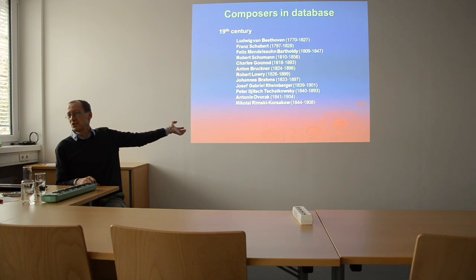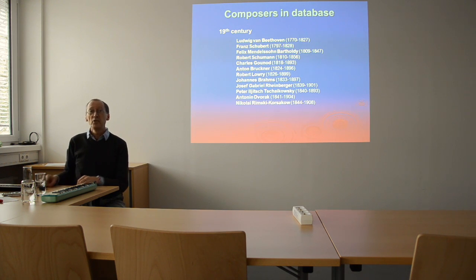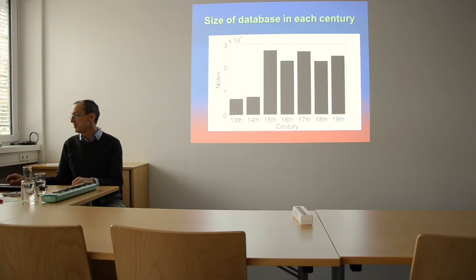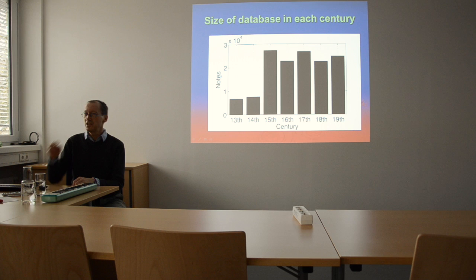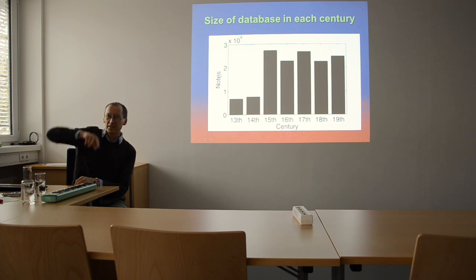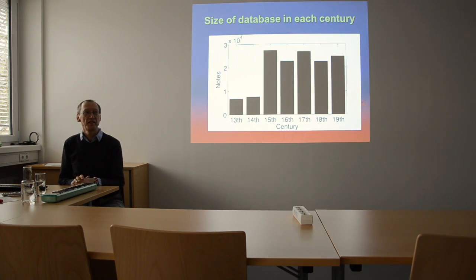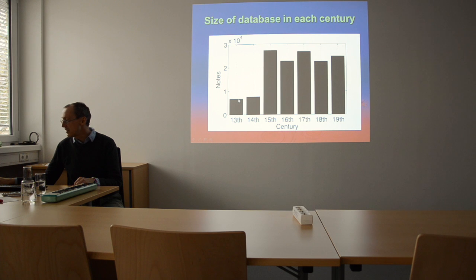You know, you recognize your favorite composers in the list here. We made a big database of this music, and you can see how big the database is. The number of notes, which is, you know, like the circle with the tag on it, the number of notes in the entire database is about 7,000 in the 13th century, 8,000 in the 14th. And after that, we made it approximately constant, about 20,000. We would like to have more music from this century, but there just is not very much available.